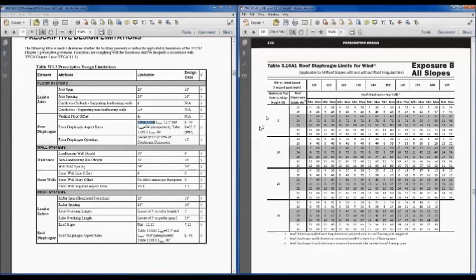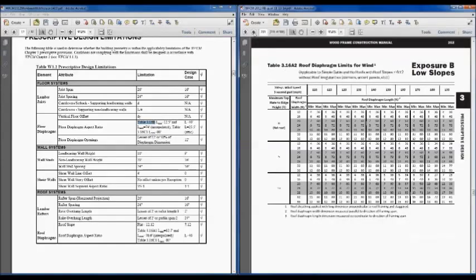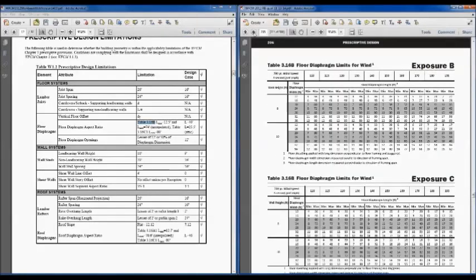But one of the first things we'll need to do is make sure that we have a sufficient roof and floor diaphragm to even work, and determine what our minimum and maximum roof and floor diaphragms are. So in Table 316A1, this is for all slope roofs, so there's a reason it's asking me to go to B. Let me jump there real quick.